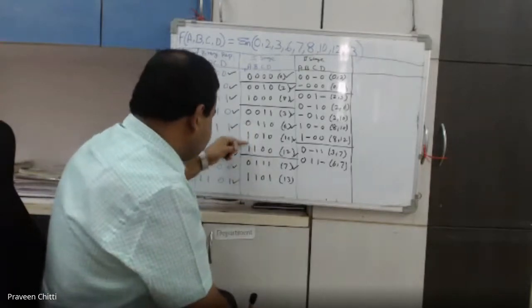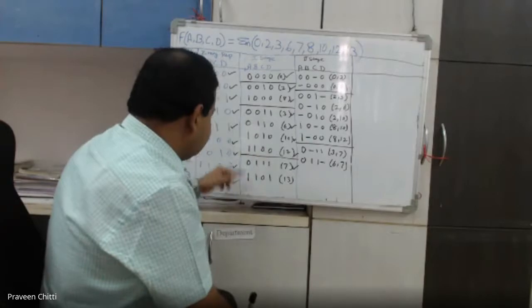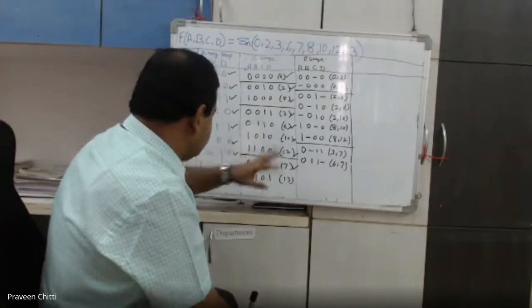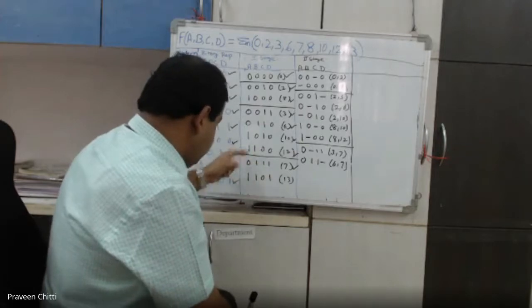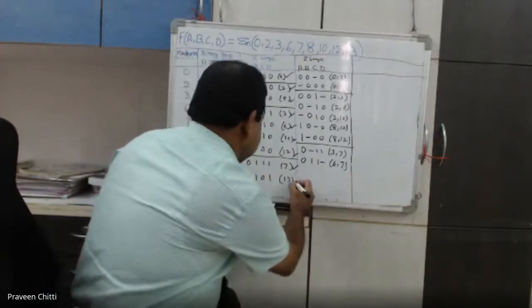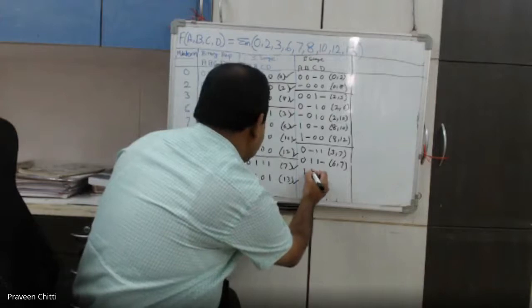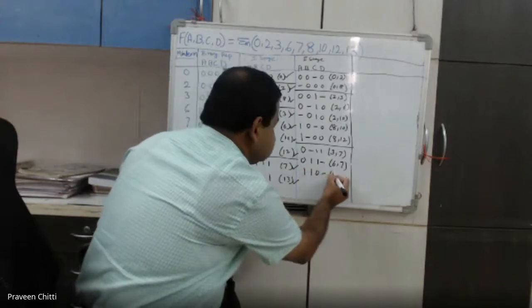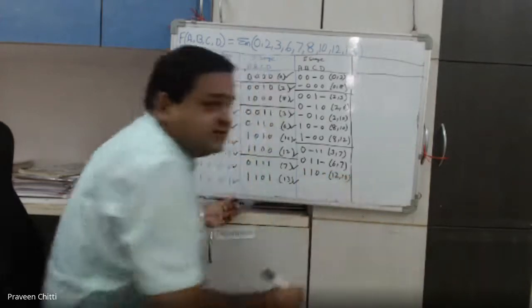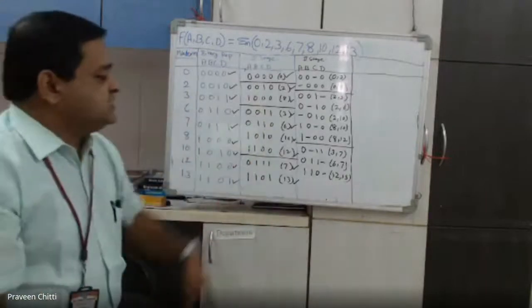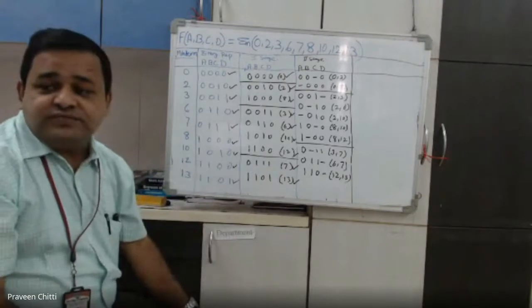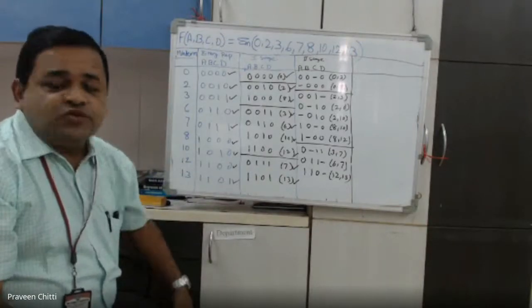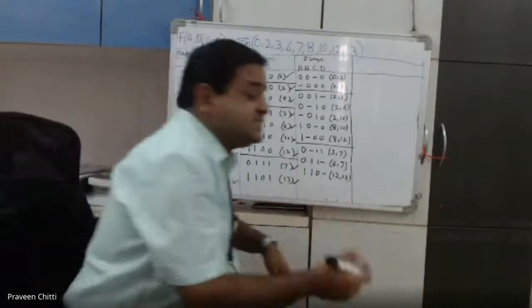Then 10 and 7, different, no. 10 and 13, same, different, no. 12 and 7, different, no. 12 and 13, yes. What do I get? 1, 1, 0, dash, 12, comma 13. Right? So this is how I have completed the second stage. And how many groups did I get now? 3 groups. Now we have to go to the third stage.